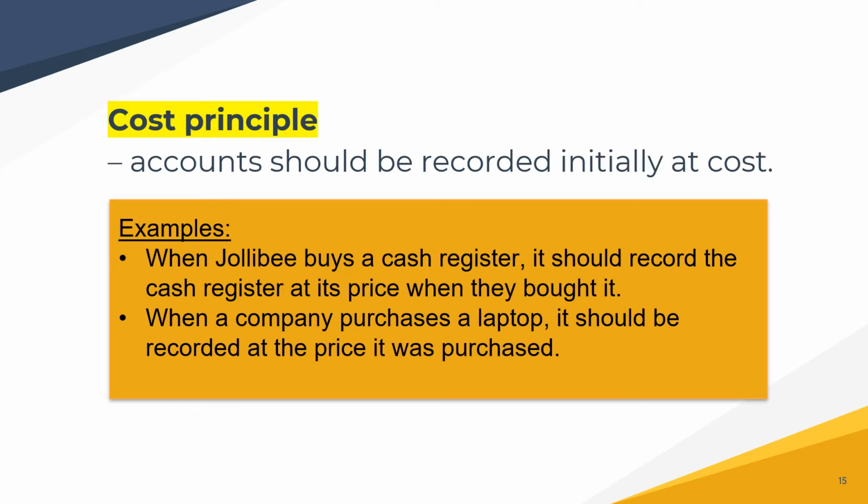Next is cost principle. So here, the accounts should be recorded initially at cost. Meaning, kung ano yung cost ng item, yun talaga yung i-record mo initially. So, example, when Jollibee buys a cash register, it should record the cash register at its price when they bought it. So, kunyari, kung ang halaga ng cash register nung binili nila ay 20,000, so, ire-record nila yon sa libro ng business ng 20,000. Hindi pwedeng 25, hindi pwedeng yung future value niya, but rather yung mismong cost niya initially or nung mismong binili.